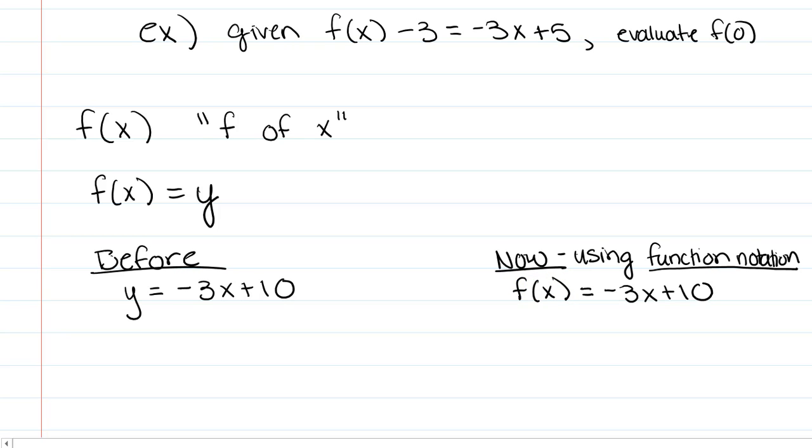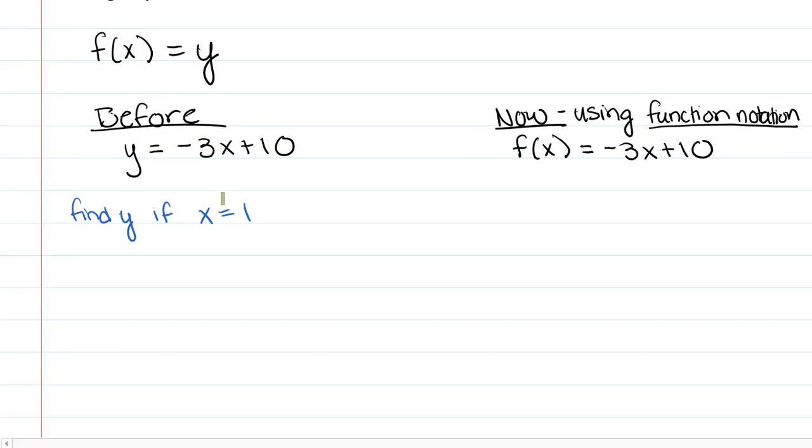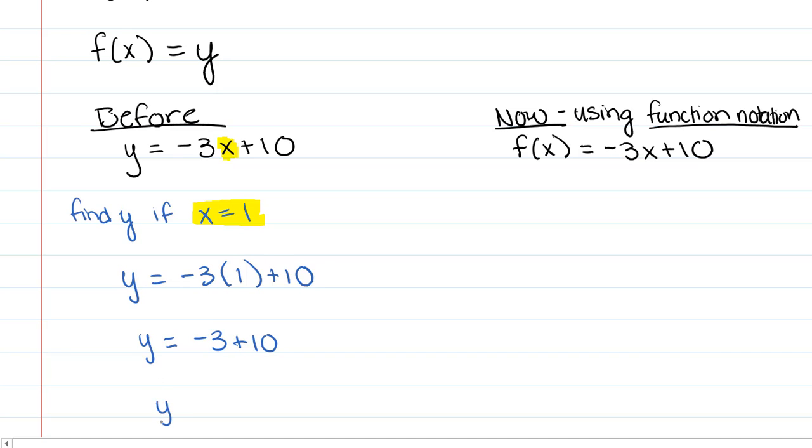Before, we might have been asked to find y if x equals 1. That we're familiar with. We're just going to plug in or substitute this 1 in place of the x. So y equals negative 3 times 1 plus 10. Now we're just going to simplify. So y equals negative 3 plus 10. Negative 3 plus 10 is 7. So y equals 7. We're saying that when x equals 1, y equals 7. In other words, when the input is 1, the output is 7.